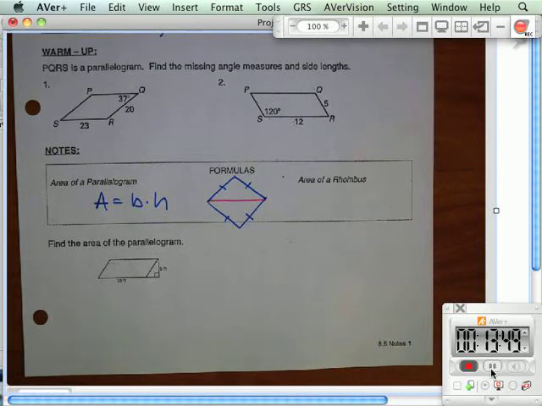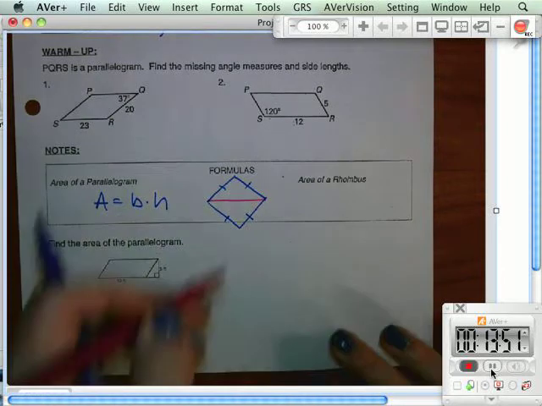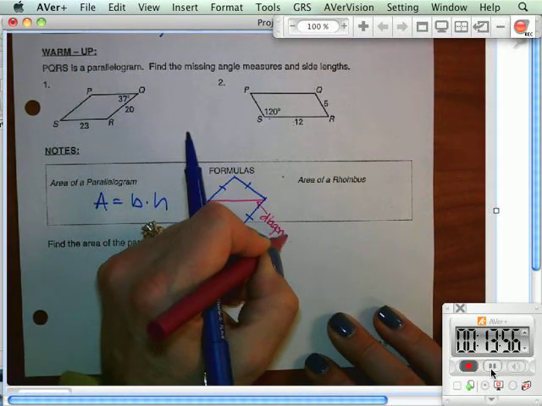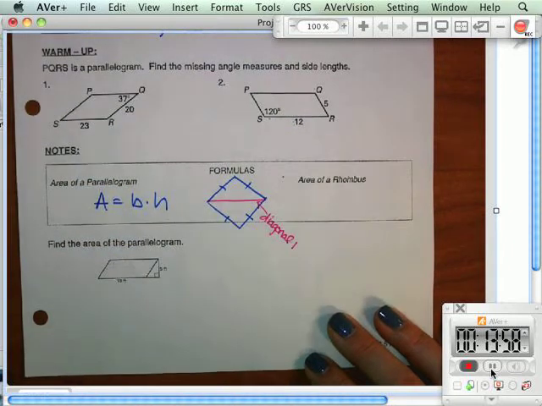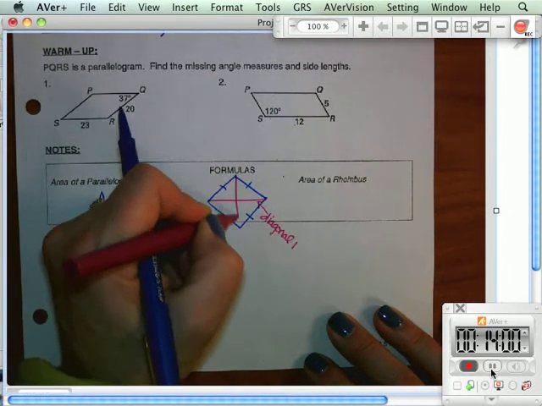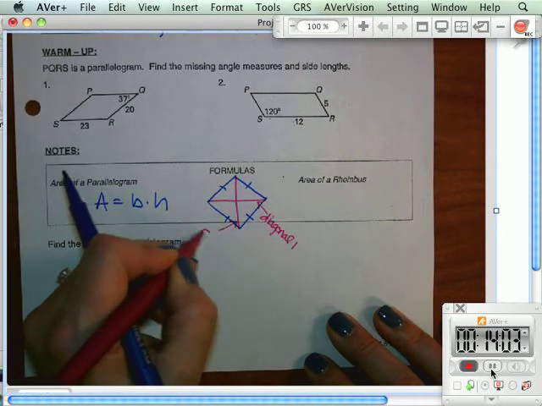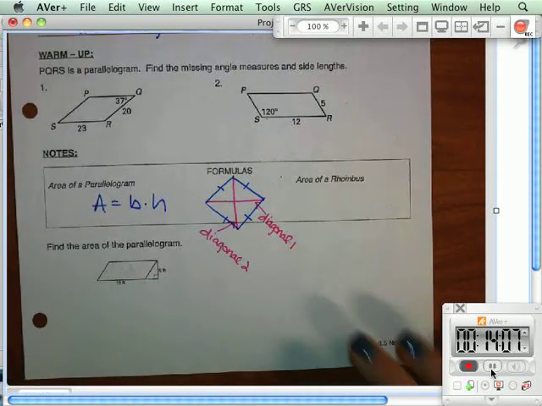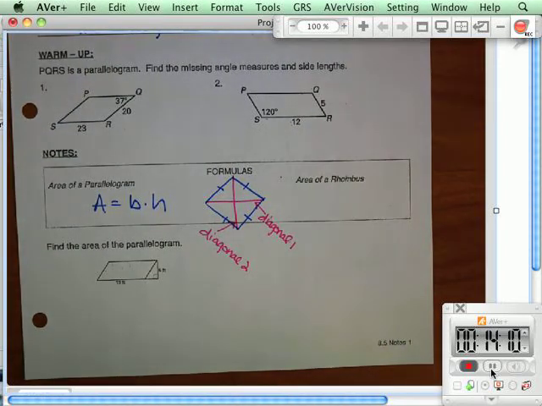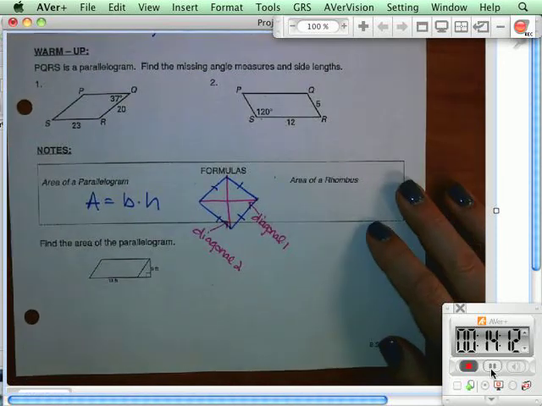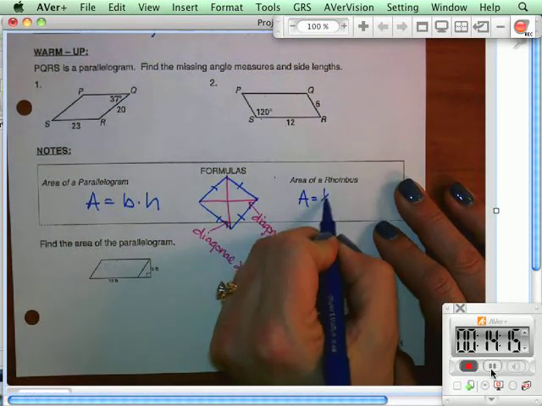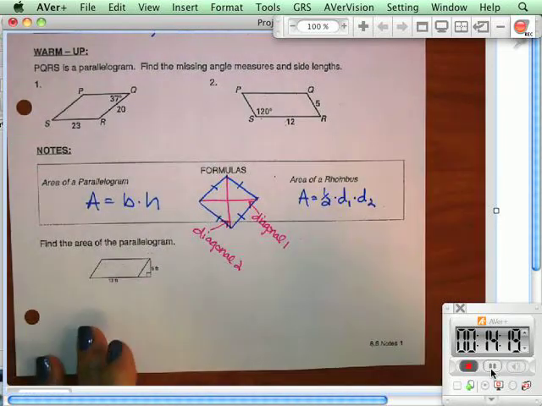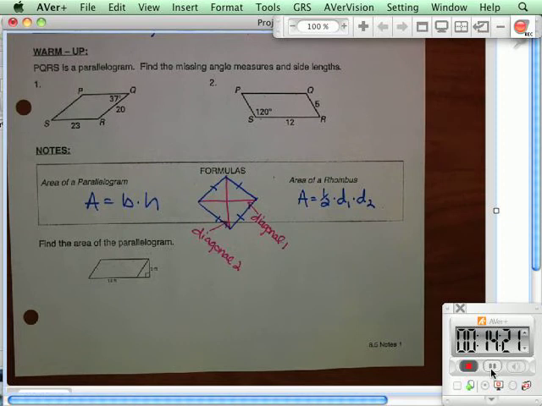Diagonal. Remember? So this is diagonal 1. And this would be diagonal 2. Not that it matters which is which, but just know that there's two diagonals. And so the formula for area of a rhombus looks like this. Area equals 1/2 times D1 times D2. Interesting.